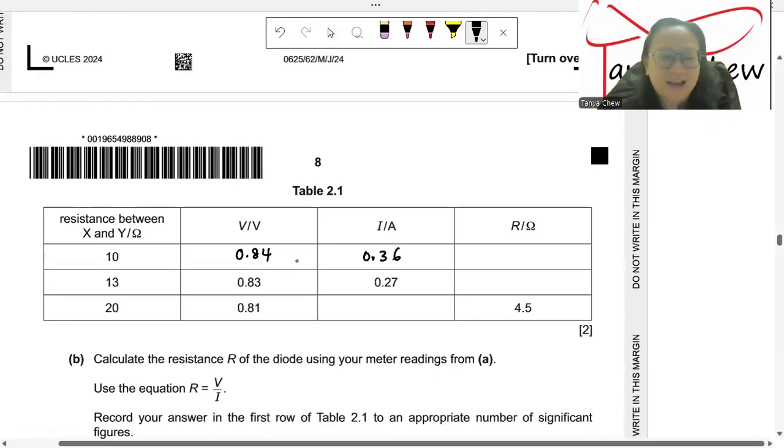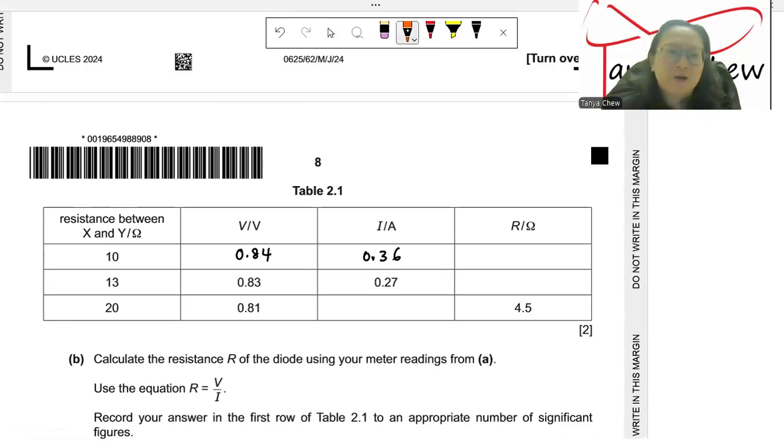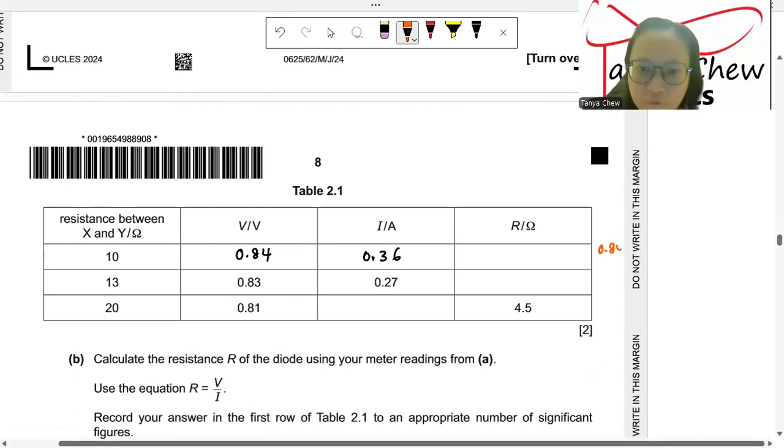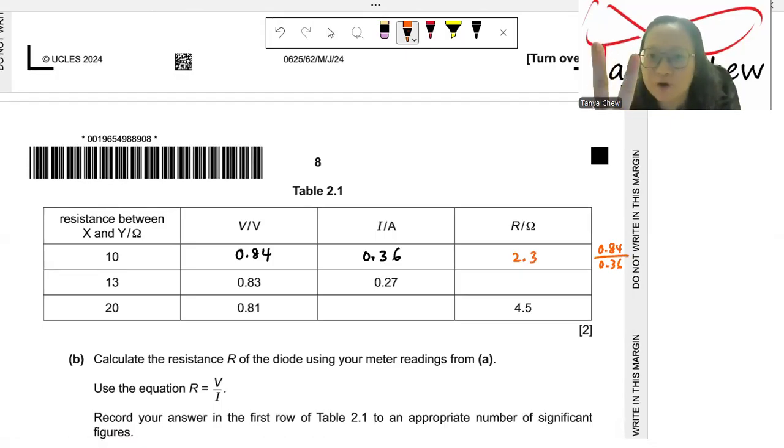That's it. B, calculate the resistance R of the diode using your meter readings from A. Use the equation R is equal to V over I. So for this R, how do you get the value? You just take the V value, which is 0.84, divided by 0.36. And I got 2.3. I put it in two significant figures because my V value has two significant figures and my I value has two significant figures.